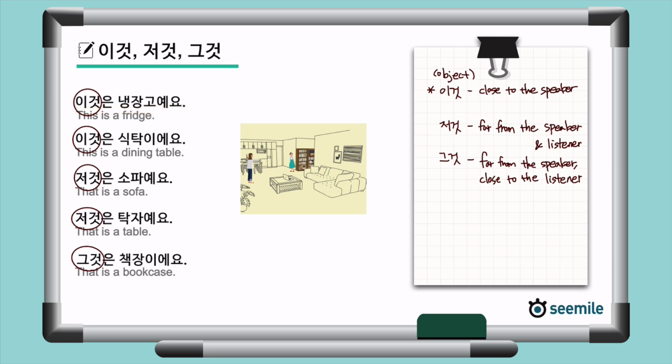Now repeat after me out loud. 이것은 냉장고예요. 이것은 식탁이에요. 저것은 소파예요. 저것은 탁자예요. 그것은 책장이에요. Now, what else is there in Aram's house? Let's keep watching the video.